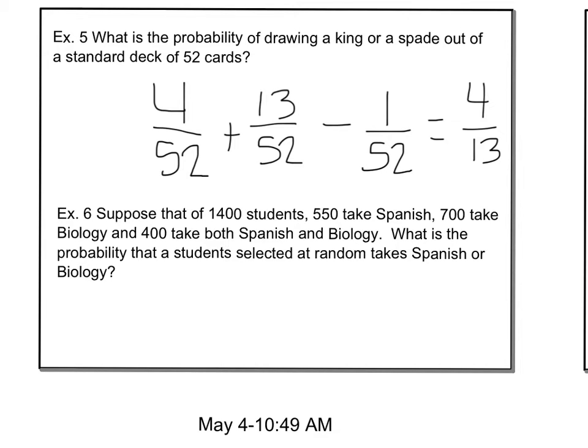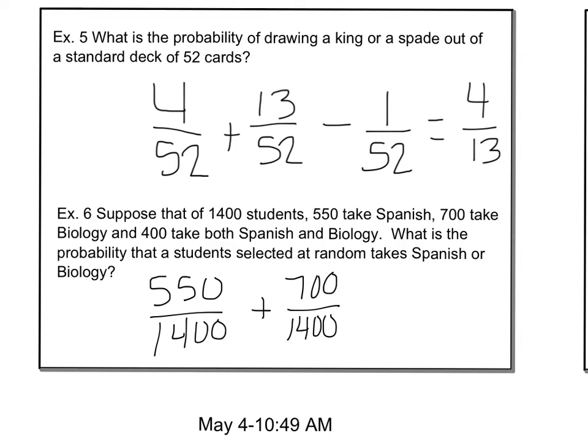So we do the same process. We are going to write the probability of Spanish, which is 550 divided by 1,400 students, plus the probability of biology, which is 700 divided by 1,400 students, minus the probability that they're in both Spanish and biology, which would be 400 divided by 1,400, to equal a total of 17/28.